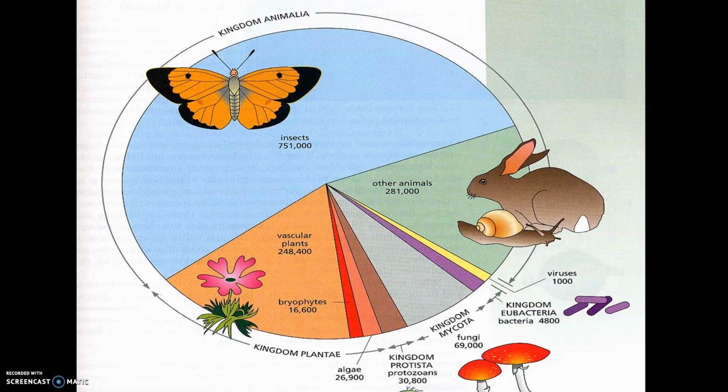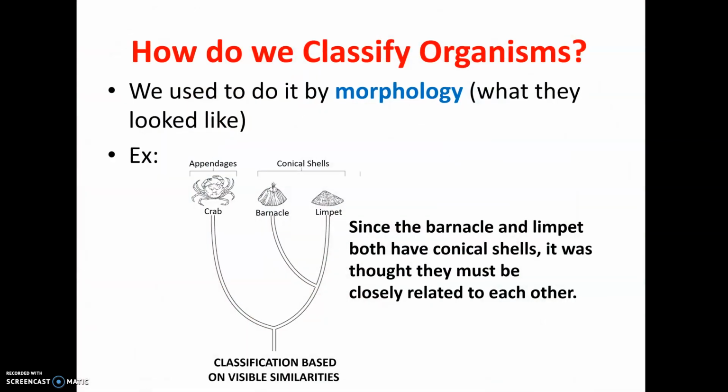Right, so we've talked about the breakdown of organisms into domains and kingdoms, and that we come up with these levels. So today we're going to talk about how we devise these classification systems. How do we determine what organisms belong to what category?